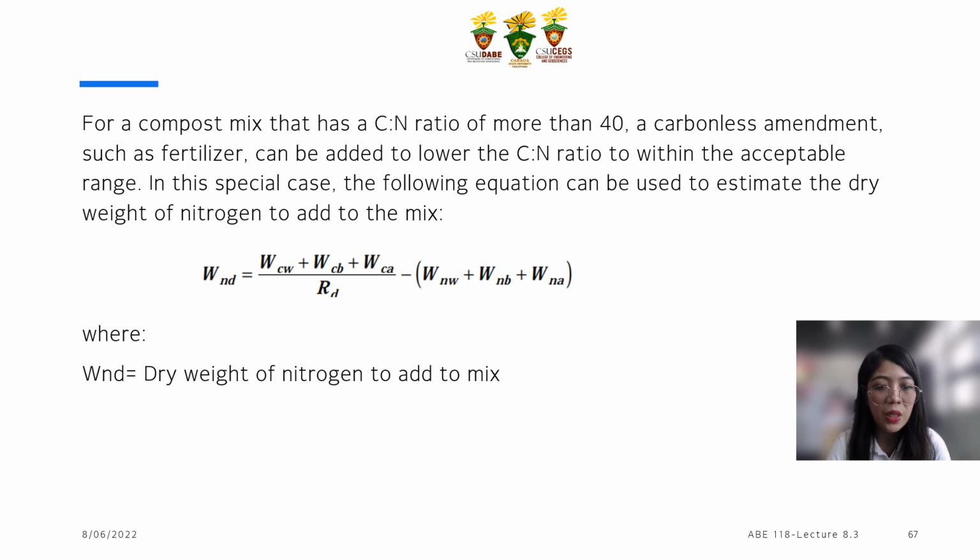So for a compost mix that has a CN ratio of more than 40, a carbon-less amendment such as fertilizer can be added to lower the CN ratio. Like, if you are asked about organic materials that can be added to lower the CN ratio. So within the acceptable range, this is the possible special case, the following equation can be used to estimate the dry weight of the nitrogen using this formula, or equation. So WND is the dry weight of the nitrogen to add to the mix.